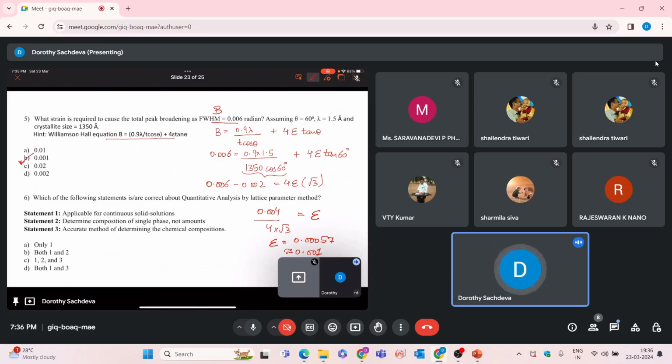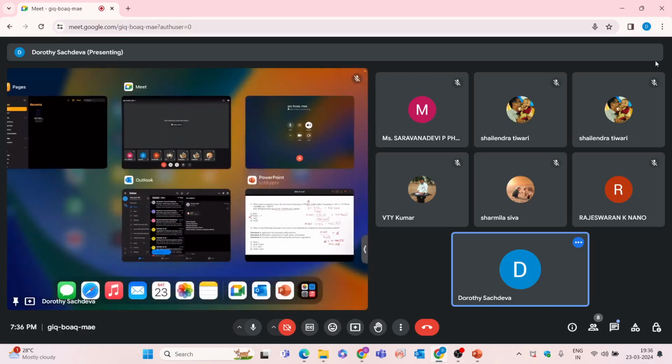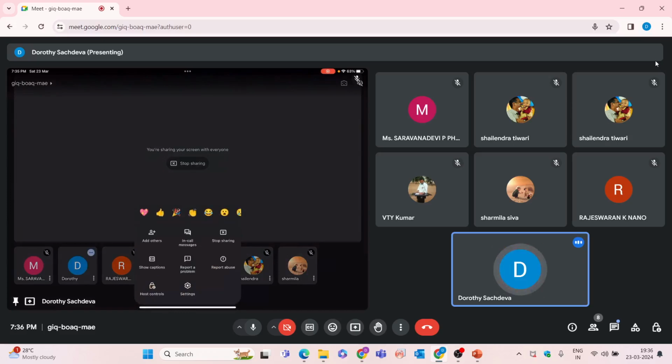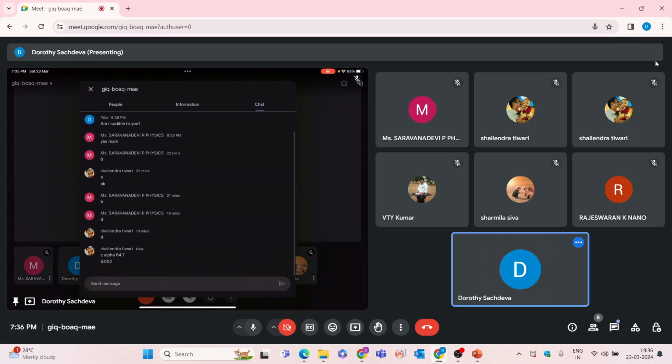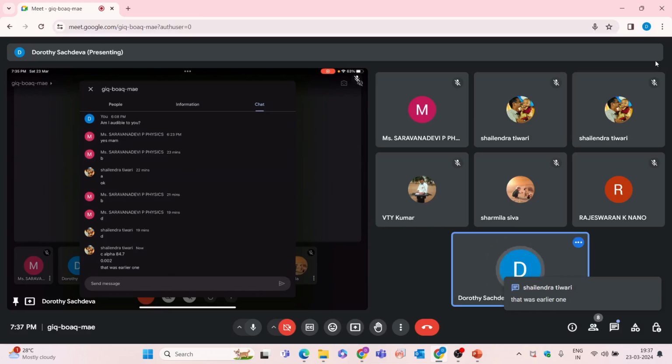Anybody got this 0.001 as their answer? Anyone in the class? Yes, Shailendra. C alpha is... Which question are you talking about? Okay, this is the previous one, I guess. I think you sent it very late.